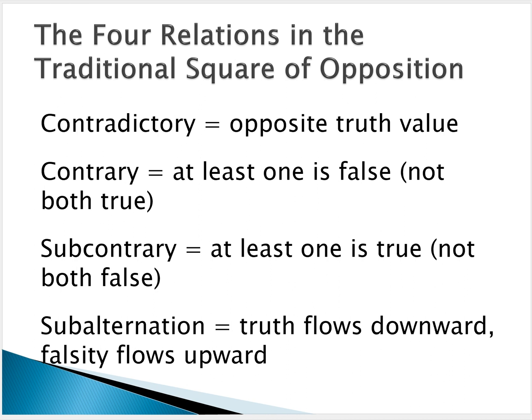All right, so the four relations in the traditional square of opposition are contradictory, which means they have opposite truth values. Contrary, which means at least one is false, so they can't both be true. Subcontrary means at least one is true, which means they can't both be false. And then you have subalternation, which means the truth flows downward, falsity flows upward.